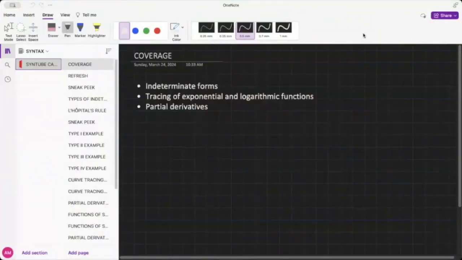So let me share my screen. The topics to be discussed in this video are indeterminate forms, tracing of exponential and logarithmic functions, and partial derivatives. So let's get started.